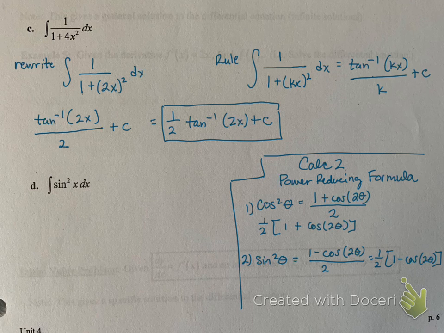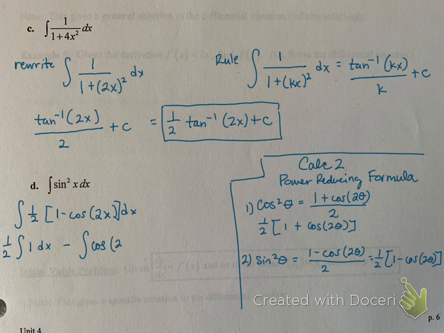So I'm going to rewrite this as 1/2 times the integral of 1 minus cosine of the double angle, or 2x in this case, dx. Okay, so I'm going to pop out the 1/2, and I'm going to integrate the 1 in terms of x, and then I'm going to put minus the integration of cosine of the double angle dx.